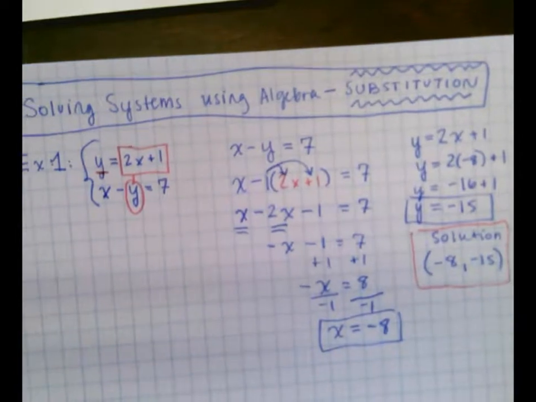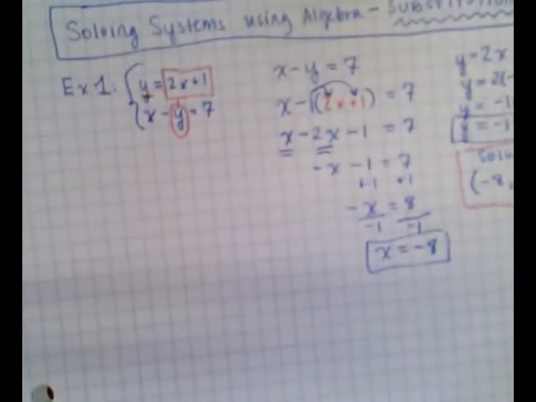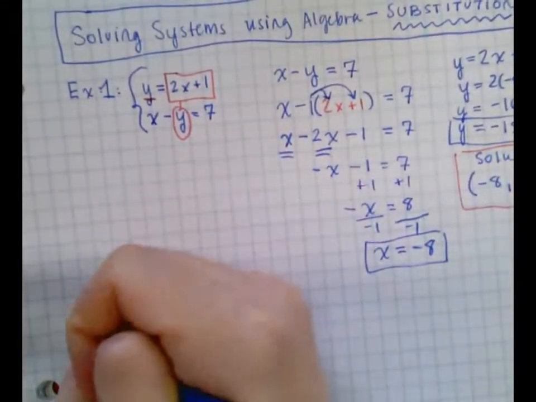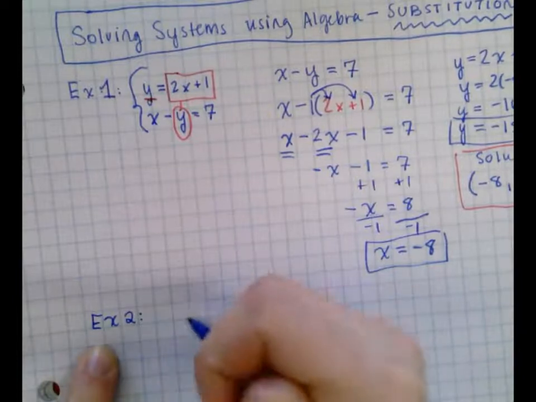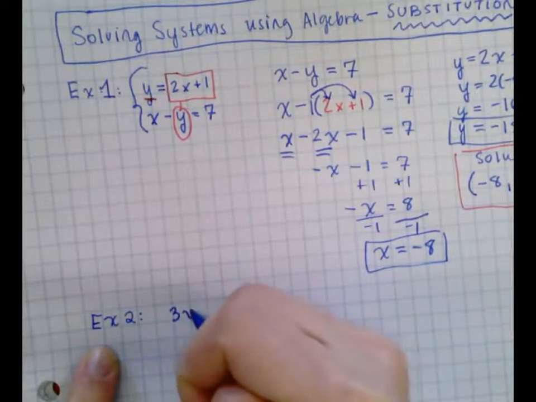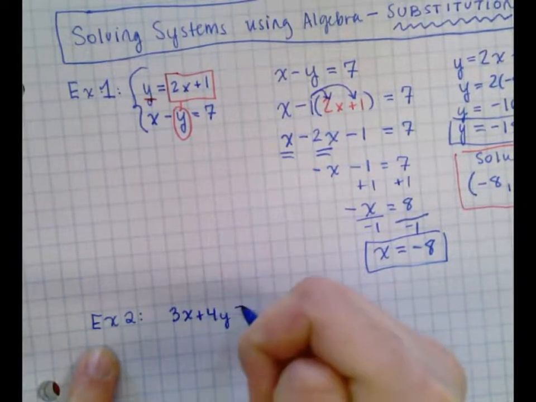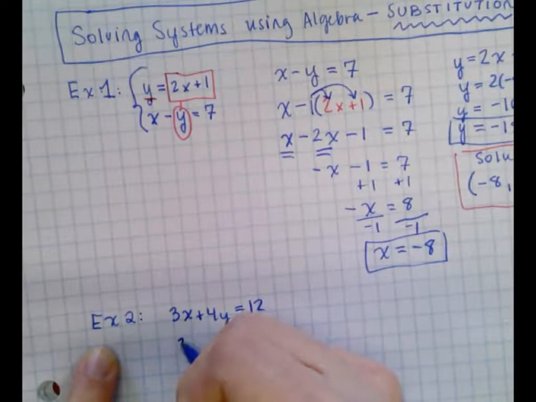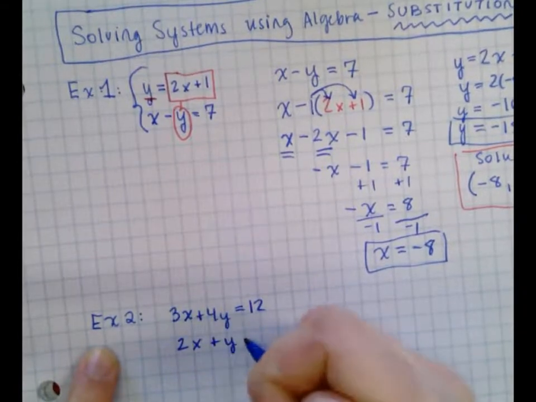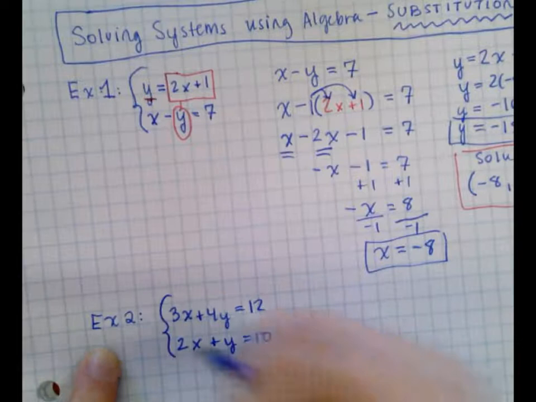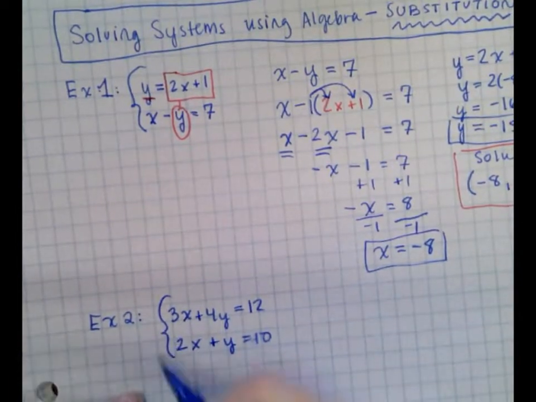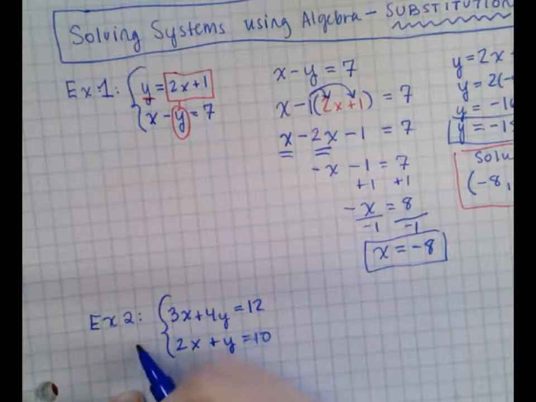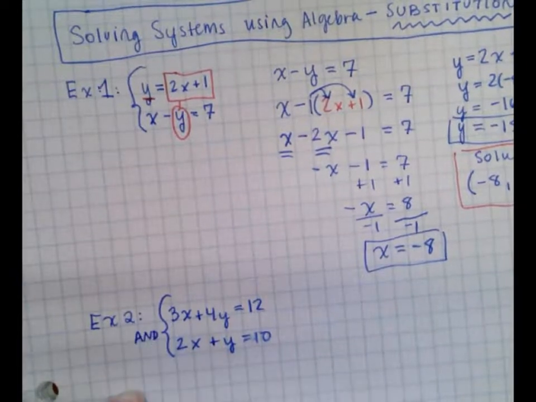Okay. So now we're going to look at a second example, and this example is not already going to have a variable solved for. So that means we're going to have to solve for x or y first. This example is 3x plus 4y is equal to 12, and 2x plus y is equal to 10. I put these squiggly brackets here to group the two as a system, telling us that this is like an "and" statement.